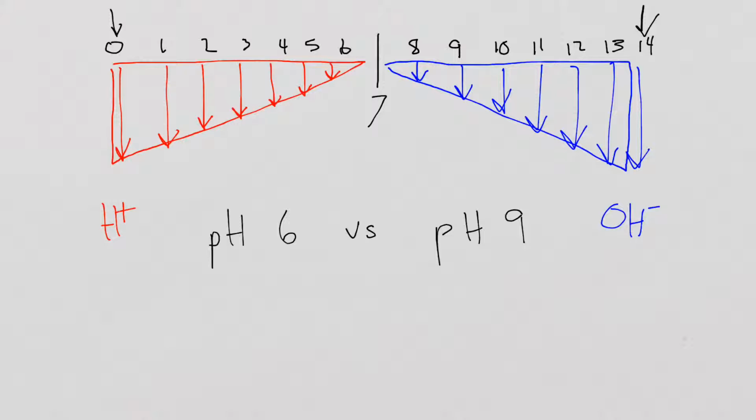A lot of you will just look at that and say, okay, well, 1 hop, 2 hops, 3 hops. Oh, it's 3 times more acidic. No, it is not. Because every one of those hops is a power of 10.